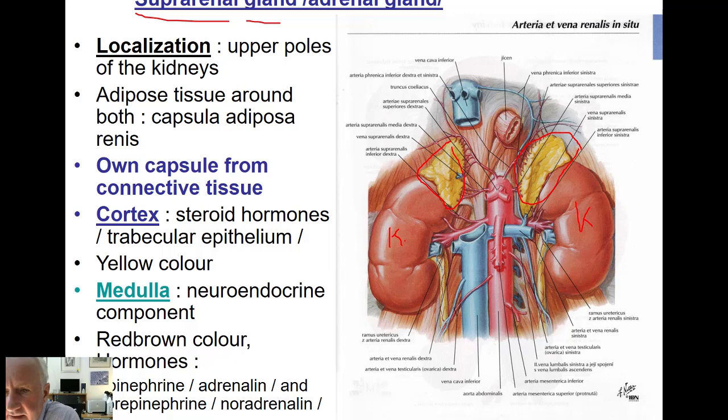They are covered as a whole with the same adipose tissue which covers the kidneys. That means capsula adiposa renis, the adipose tissue covering both. But of course, the kidney has its own fibrous capsule, capsula fibrosa renis, and the capsule of connective tissue is on the surface of the suprarenal gland. So both have separate fibrous capsules, but the adipose tissue is surrounding the kidney together with the suprarenal gland.